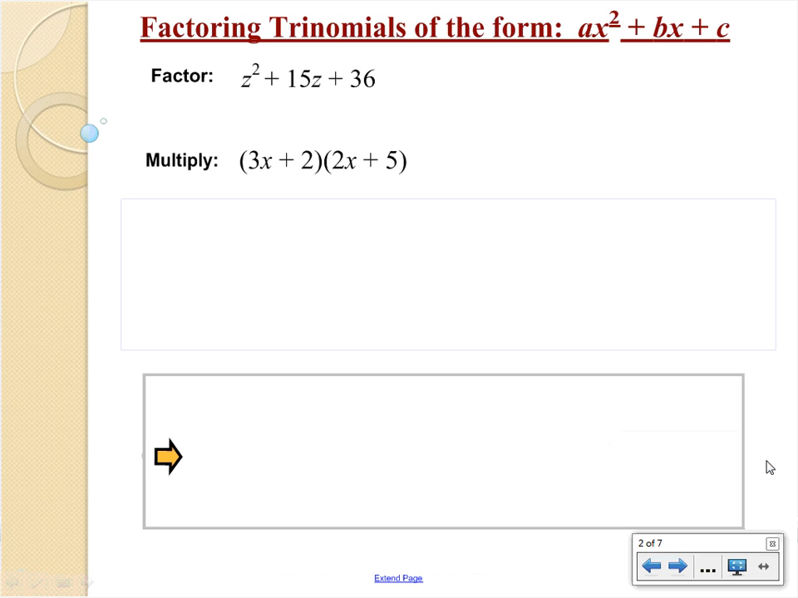All right, hello again, class. So here we are, back to factoring.